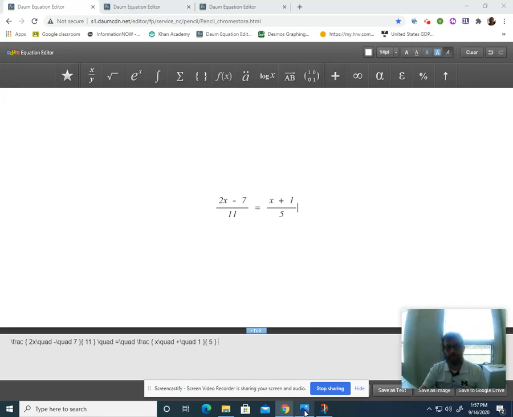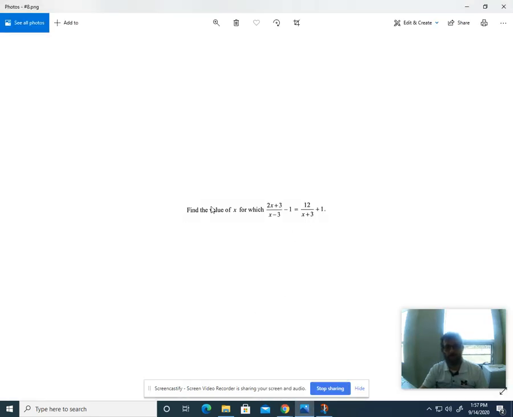All right, building up to a challenge problem. Here's what the challenge problem looks like: for the value of x for which (2x + 3)/(x - 3) - 1 equals 12/(x + 3) + 1, I want to solve that.